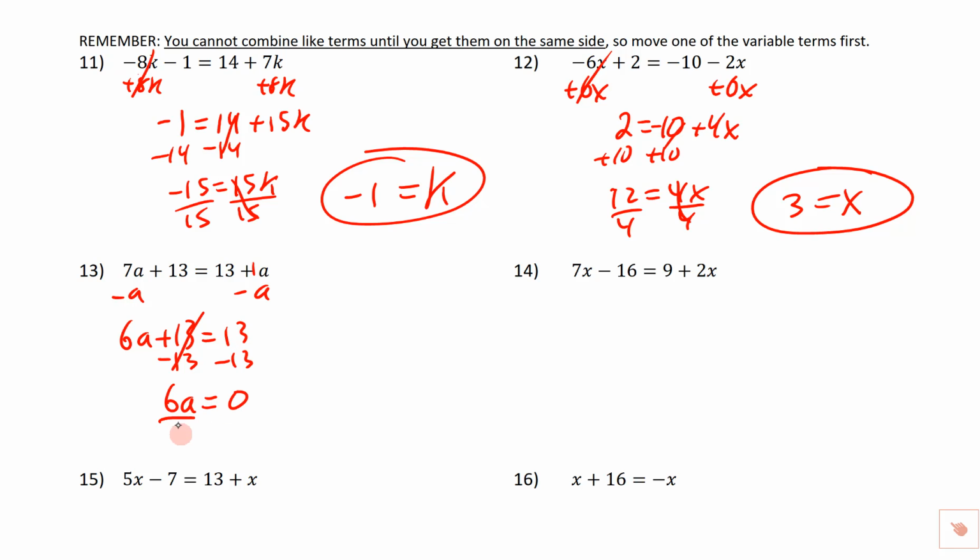We don't freak out. We can still deal with this. We're going to get the a by itself by dividing by 6. And if you take 0 and chop it up into 6 pieces, you still have 0. So an answer of 0 is totally okay. There's no problem with that.